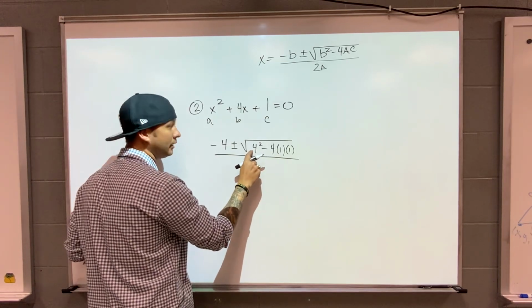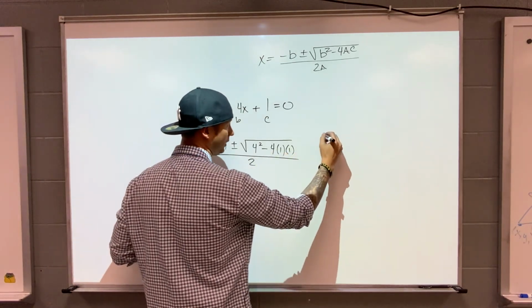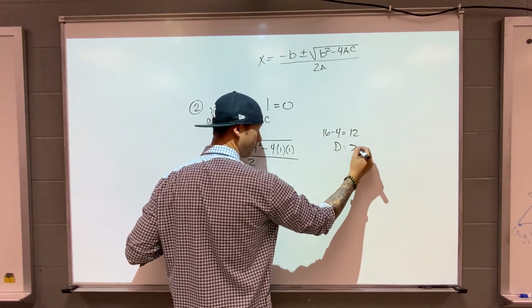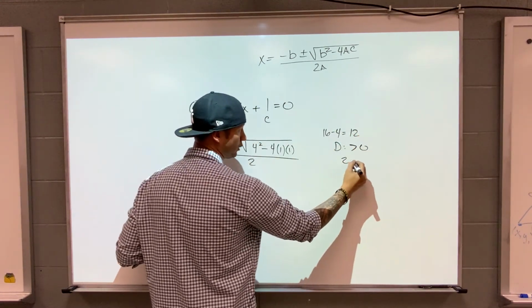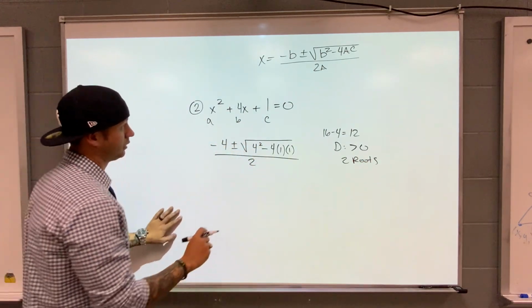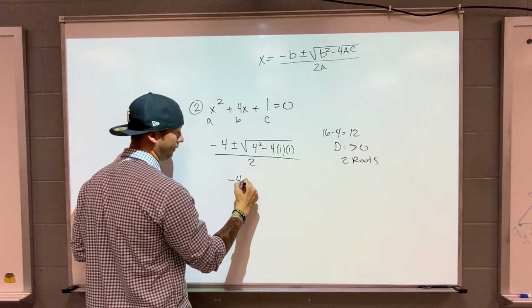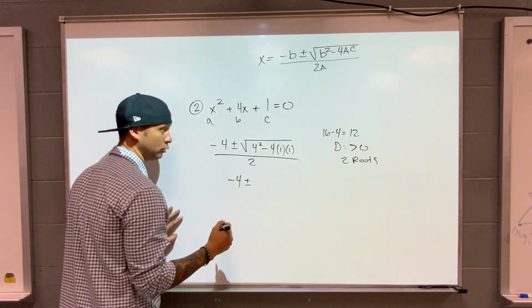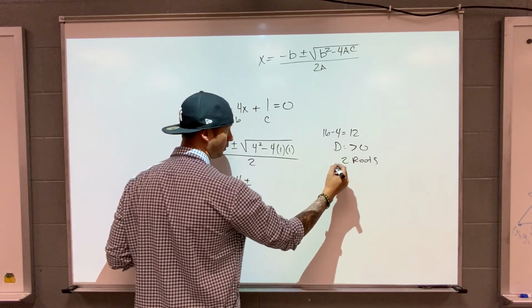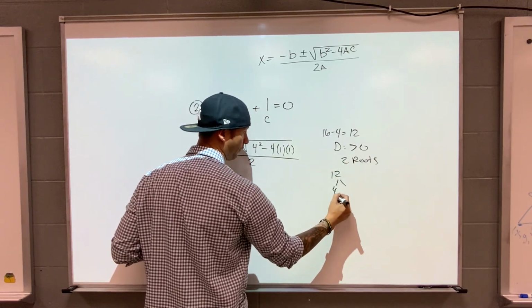We're going to get 16 minus 4. So 16 minus 4 is 12. That's a positive number. The discriminant's positive, so we're going to get 2 roots. We're already expecting it. So let's go. This is going to be negative 4 plus or minus root 12. Root 12 can be rewritten. So 12 is 4 times 3.